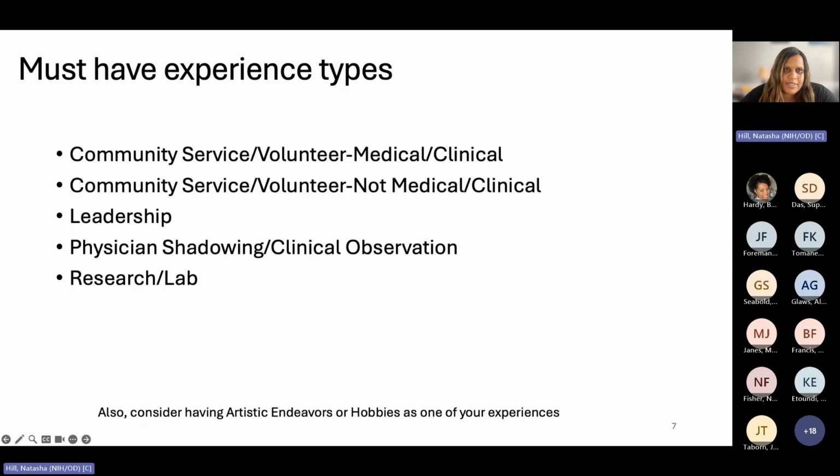Alrighty, now that we've gotten through filling in the individual boxes based upon the two application systems, let's think about the experience types that you really want to, kind of like the must-have experience types that you want to make sure that you're including on your application. And those are the clinical volunteering, non-clinical volunteering, leadership, clinical observation, and research.